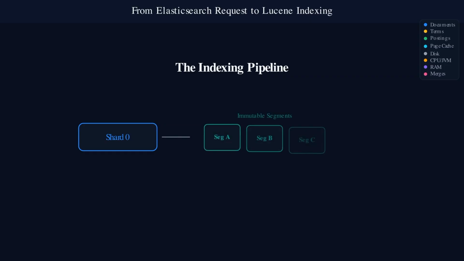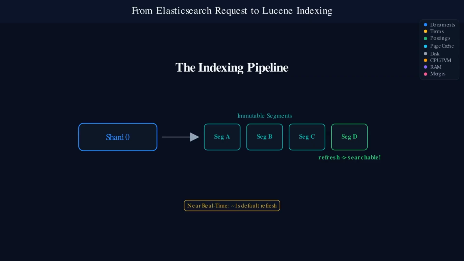Elasticsearch is not a single giant file. Under the hood, an Elasticsearch index is divided into shards, and each shard is actually a self-contained Lucene index. Think of shards like volumes of an encyclopedia, volume A through D, volume E through H, and so on. Each volume can be searched independently. Inside each shard, Lucene manages one or more segments, which are immutable mini-indexes.